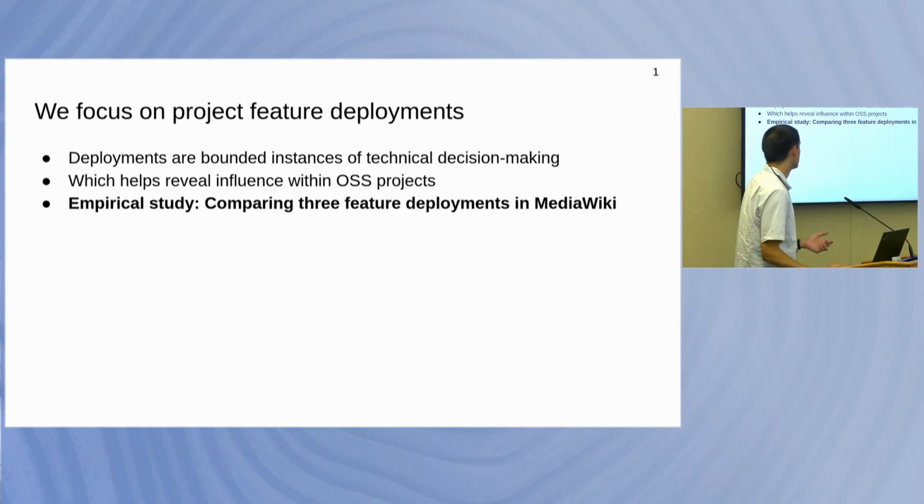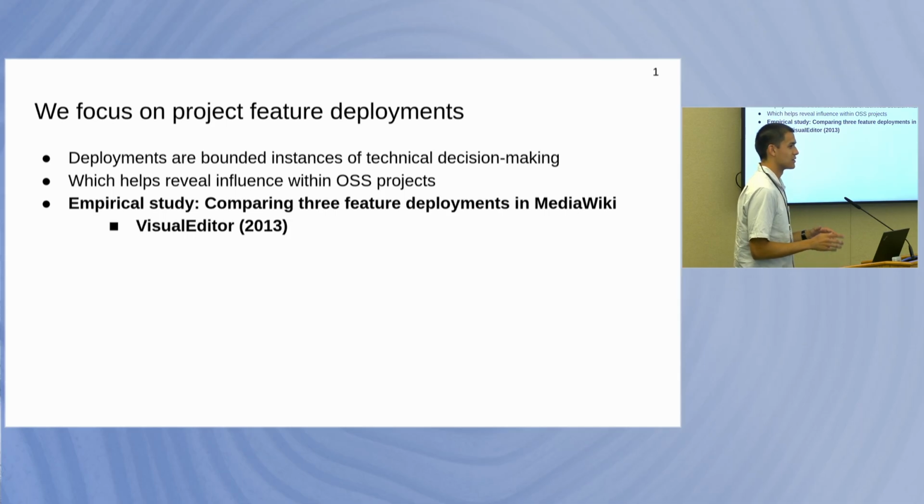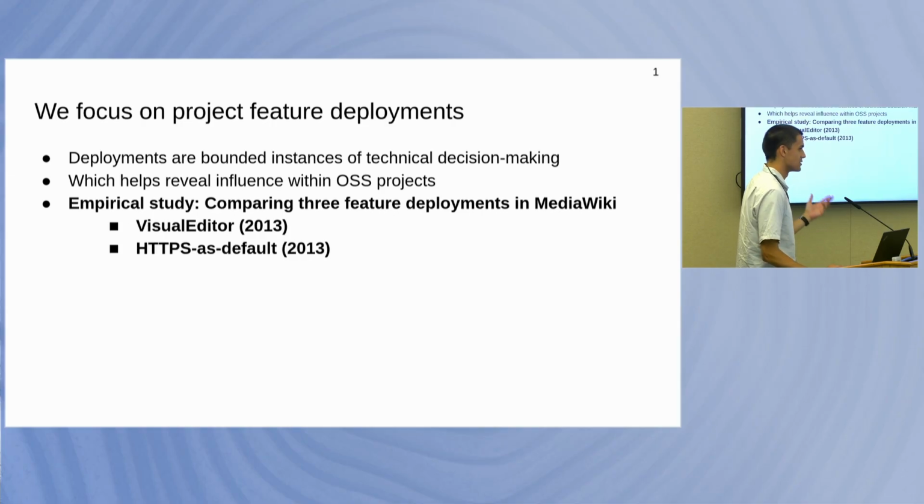For our empirical study, we look at three different feature deployments in MediaWiki. That's the software project in PHP that is sponsored by the Wikimedia Foundation. They use it for Wikipedia, but it's also used in tons of different wikis all around the internet. We're looking specifically at Visual Editor, which is not so fun for people who were around in 2013 to have dealt with the fallout of. HTTPS as default, also in 2013, and then the deprecation of HTTP support in 2015.